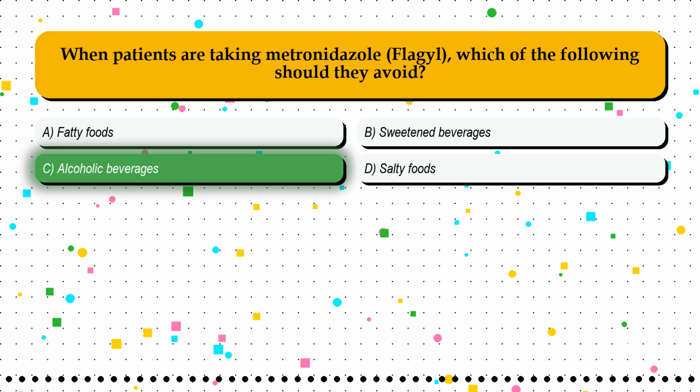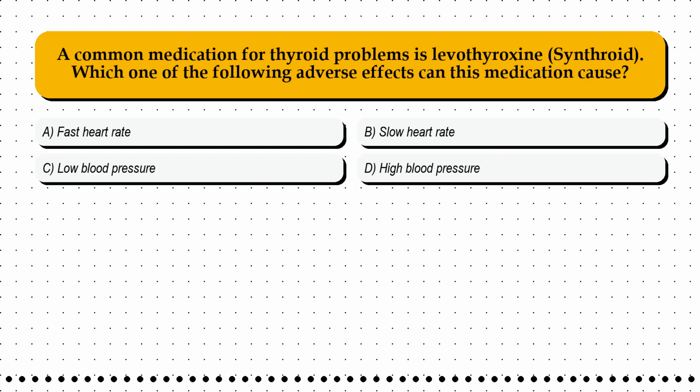The correct answer is option C. Alcoholic beverages. Question 22. A common medication for thyroid problems is levothyroxine, Synthroid. Which one of the following adverse effects can this medication cause? Option A. Fast heart rate. Option B. Slow heart rate. Option C. Low blood pressure. Option D. High blood pressure.